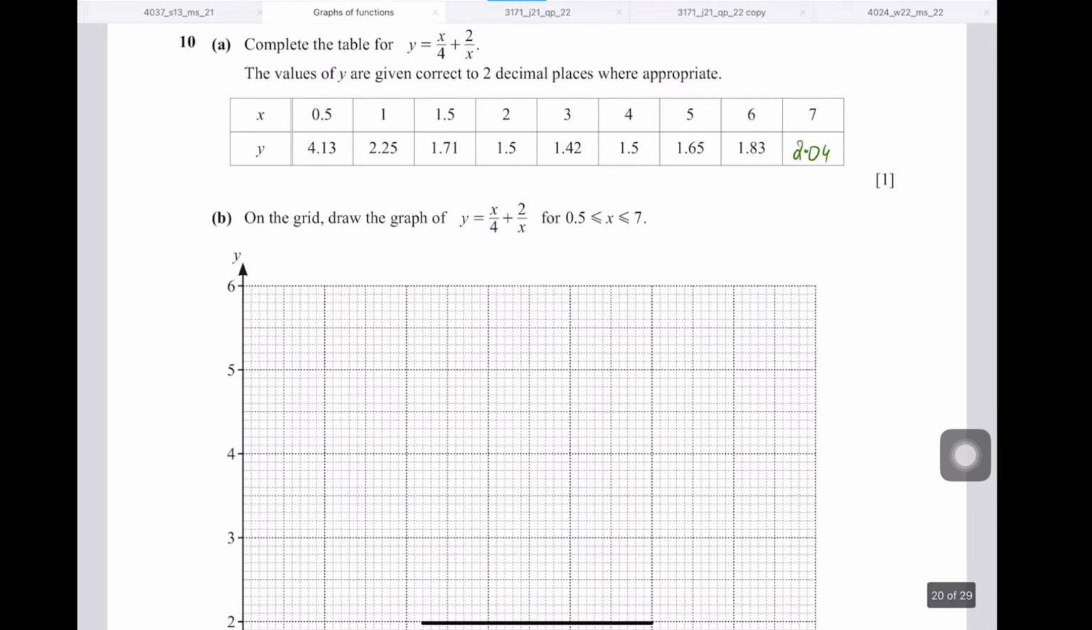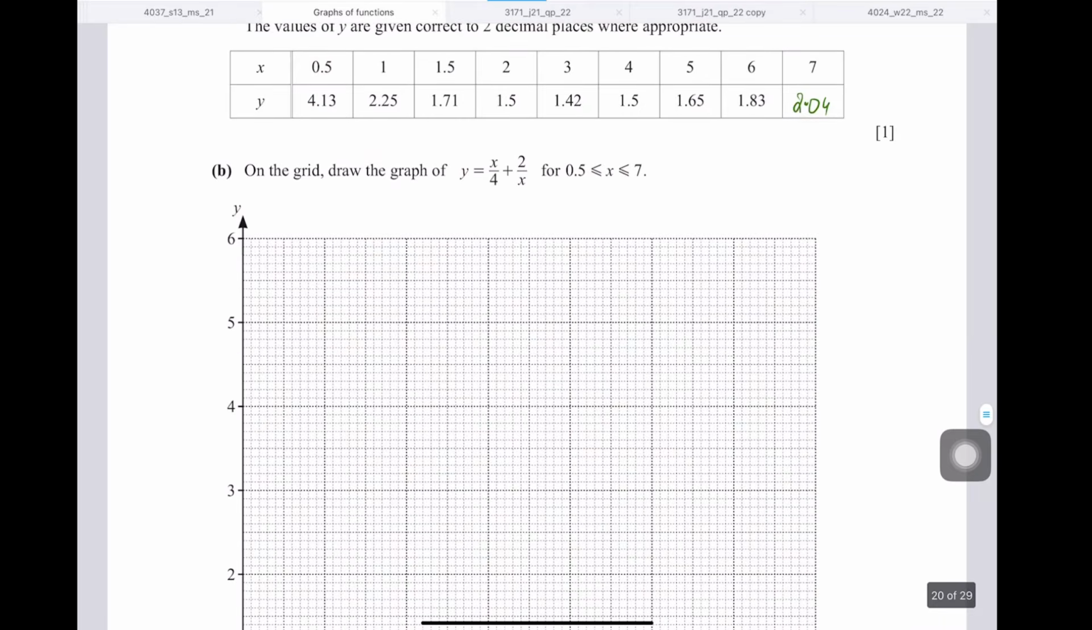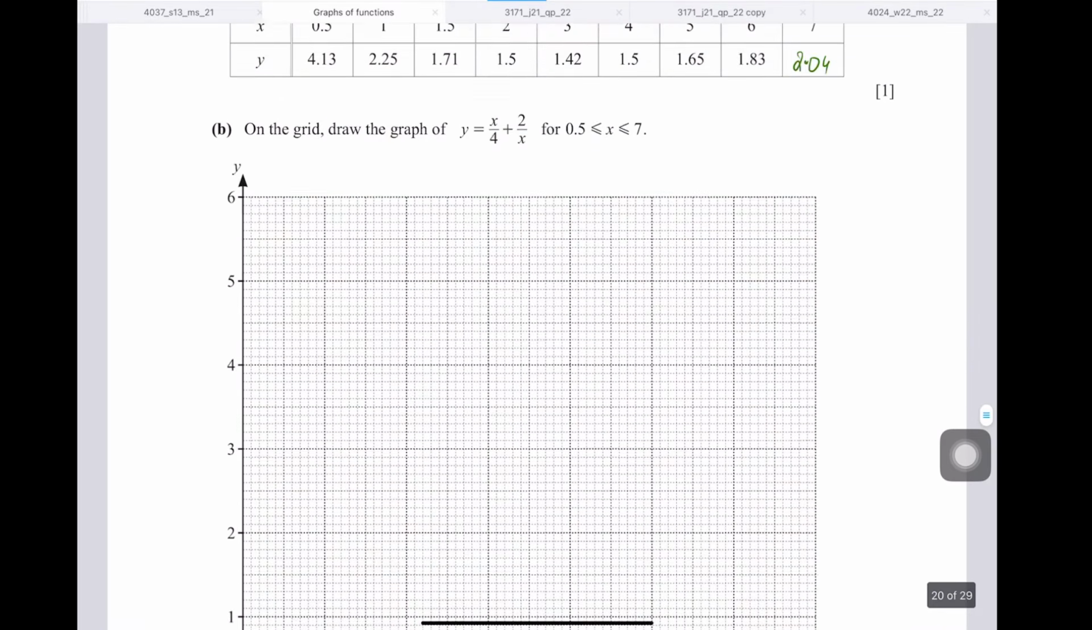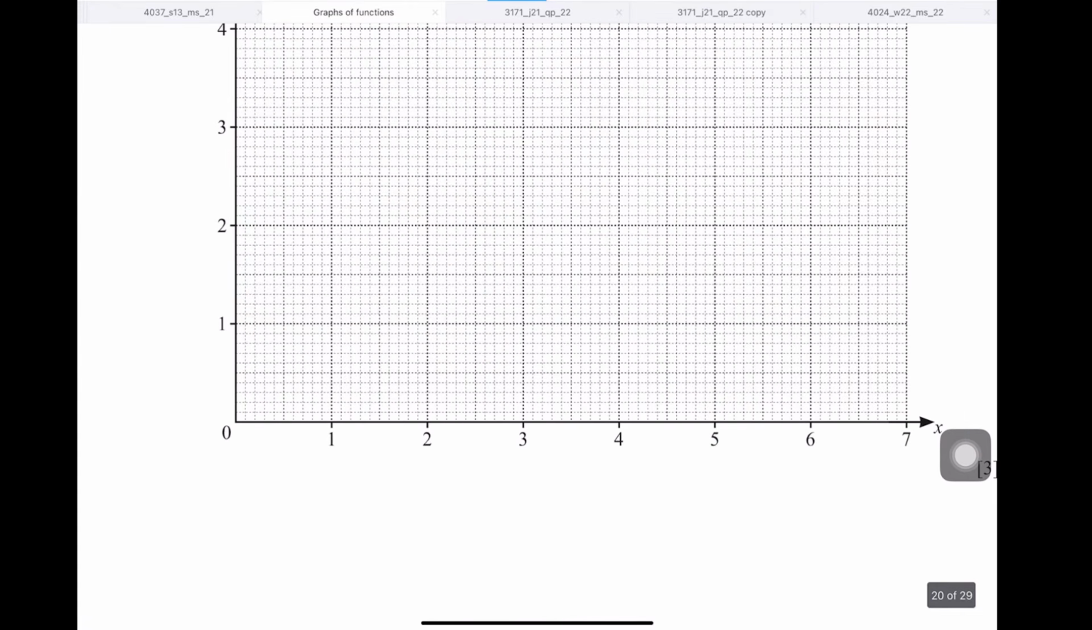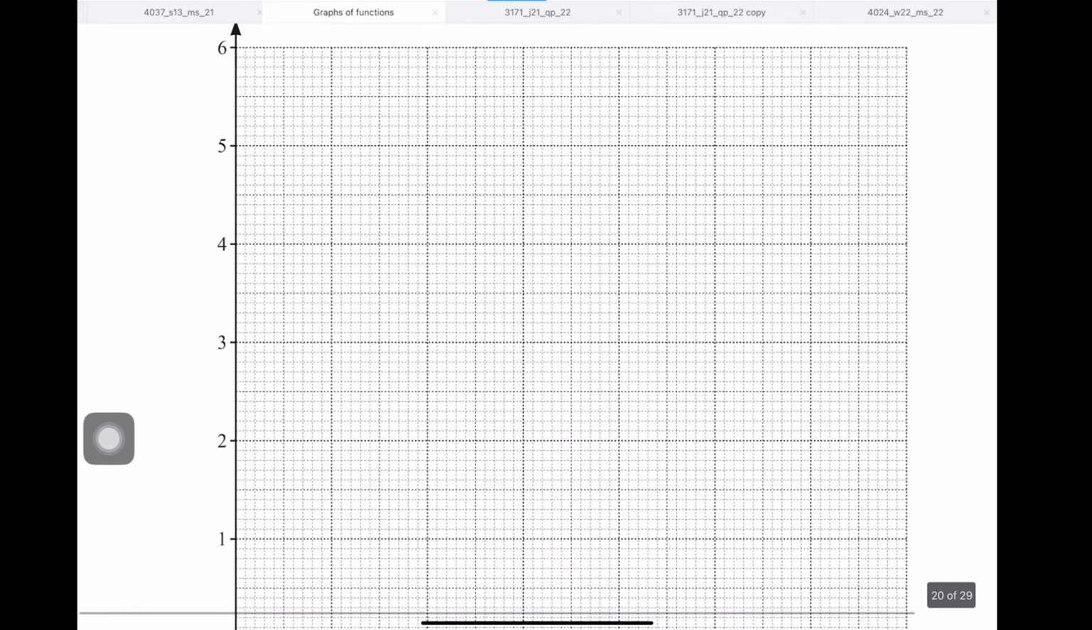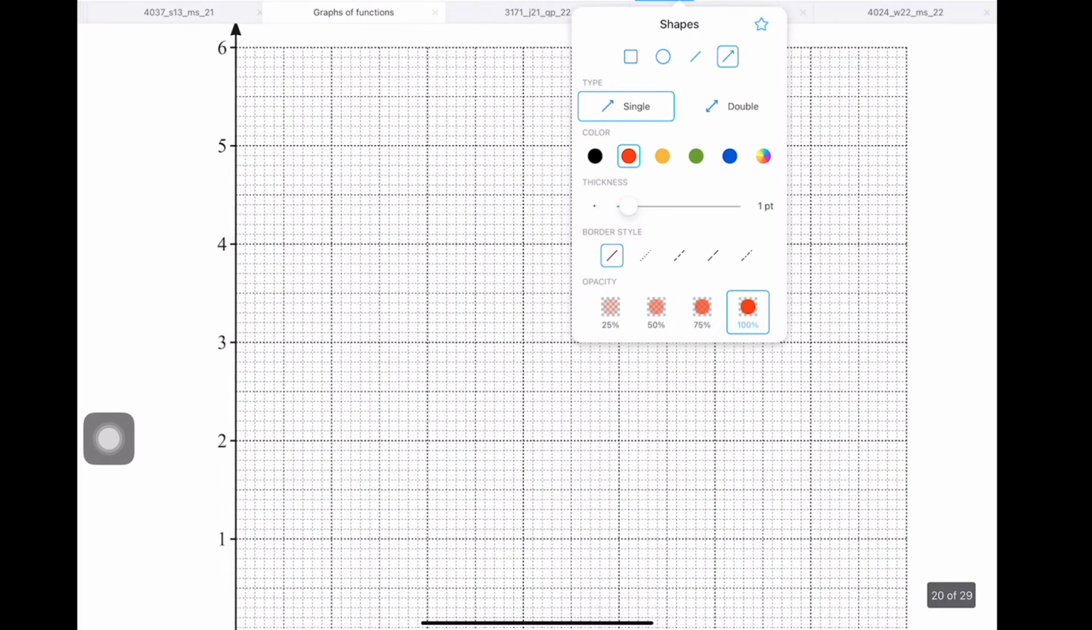Okay, great. Then it says on the grid, draw the graph of y equals to that. So very predictable. Let's get familiar with the scale. It's the same on the x and y axis, and it's 0.1 units per small box. So nothing to worry about, something we've been dealing with very frequently. Let's see what it says. 0.5 and 4.13. So how will I mark 4.13?